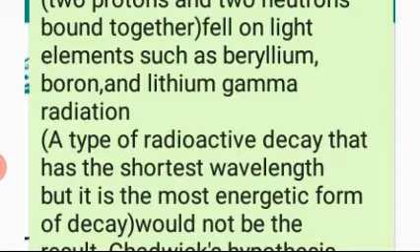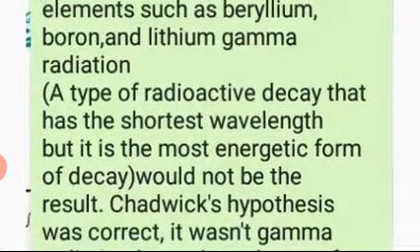Actually, it was thought that neutrons are gamma particles. Gamma has no charge, neutron has no charge. So neutrons are gamma particles, a type of radioactive decay. Decay means a radioactive element continuously decays and shows radiation, light. So this is the decay of a radioactive element. It has the shortest wavelength, but it is the most energetic form of decay.